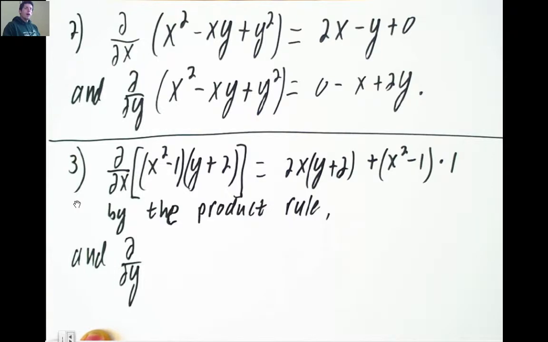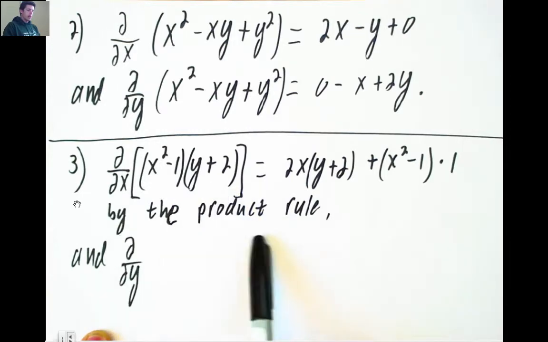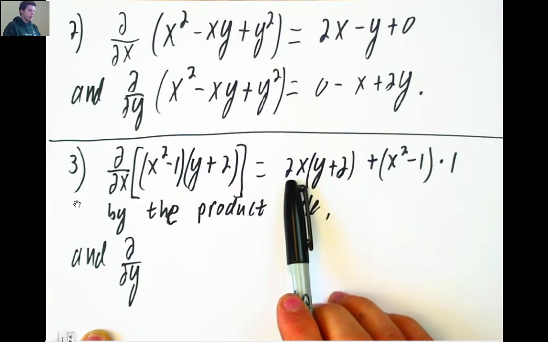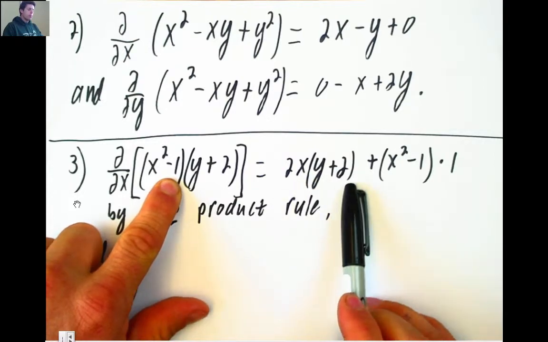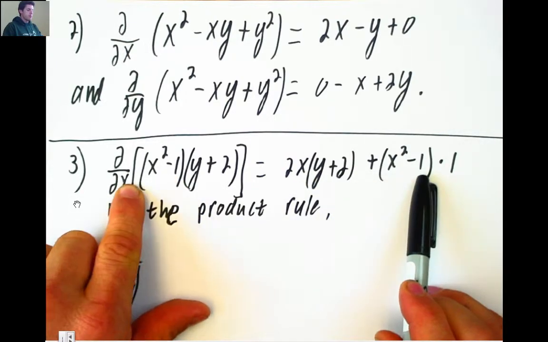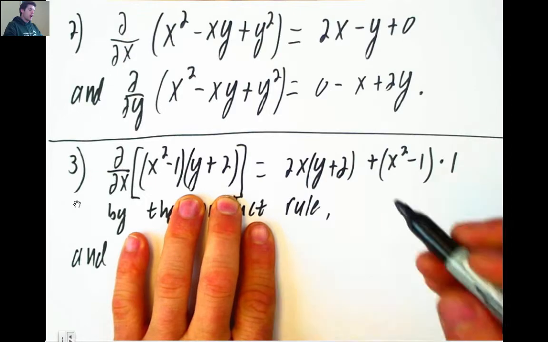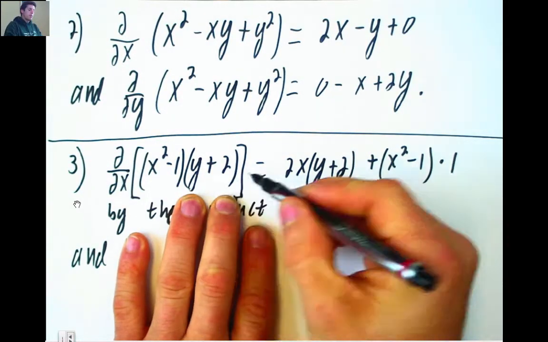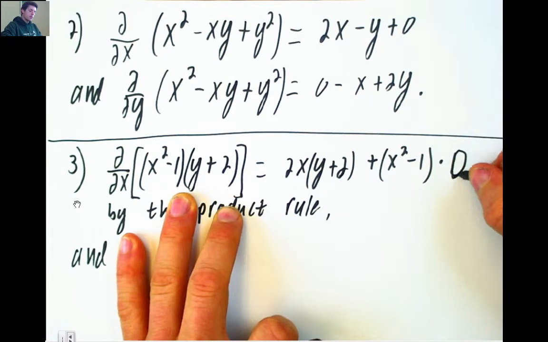All right, now I made a mistake. Let's check it out. The derivative with respect to x of the product of two things, well, there's something called the product rule for the derivatives. It's the derivative of the first, the derivative of x squared minus 1, which is 2x, times the second, y plus 2, plus the first thing times the derivative of the second. And the derivative with respect to x of y plus 2, since y is not the variable that we are taking the derivative with respect to, actually is 0. So that 1 right there ought to have been a 0.